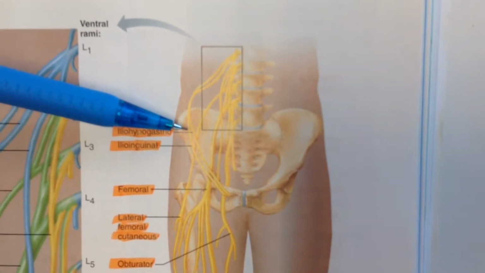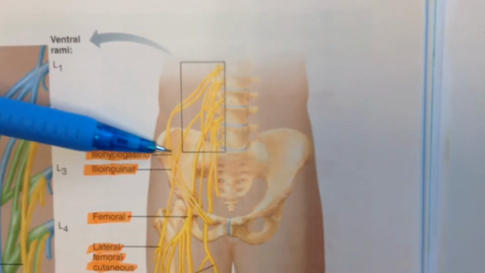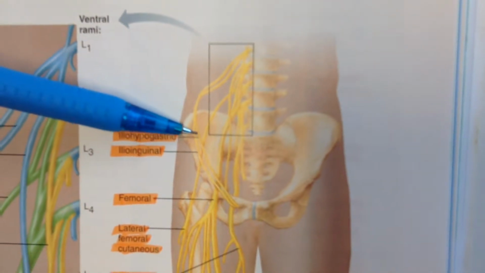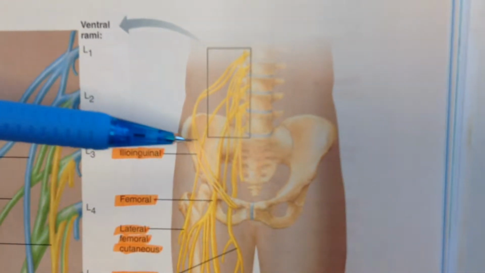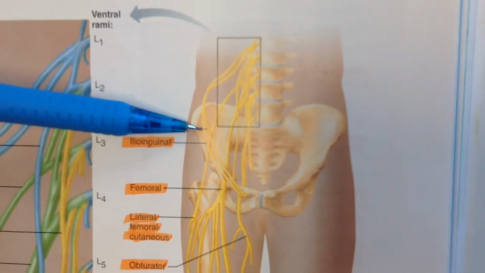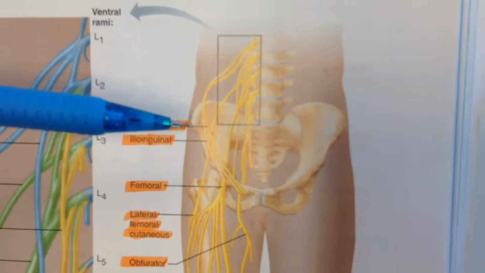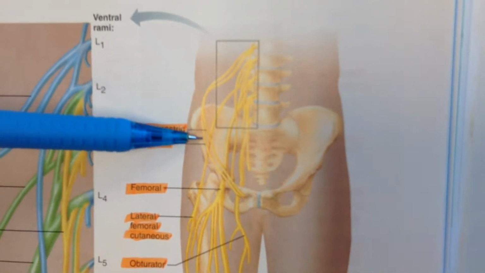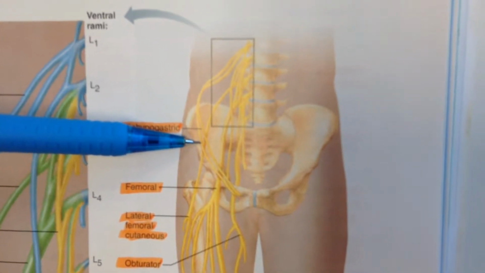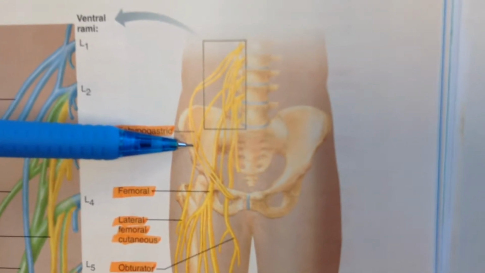Lumbar plexus, iliohypogastric, ventral rami, L1. Cutaneous structure served, skin of lower abdomen and hip. Motor structure served, internal oblique and transverse abdominis. Lumbar plexus, ilioinguinal, ventral rami, L1. Cutaneous structure served, skin of external genitalia and inguinal region.